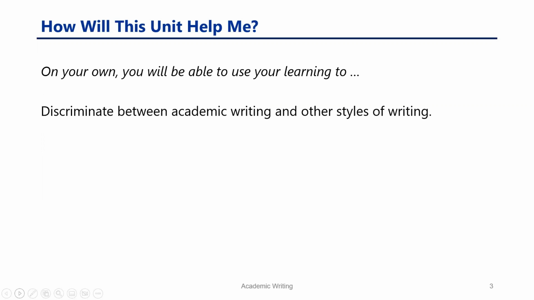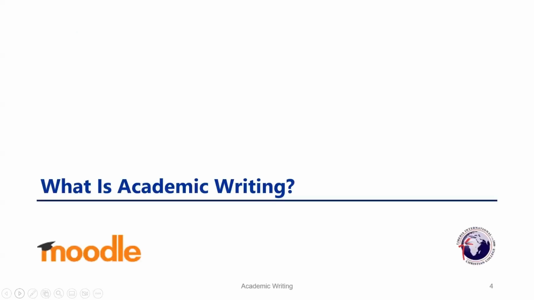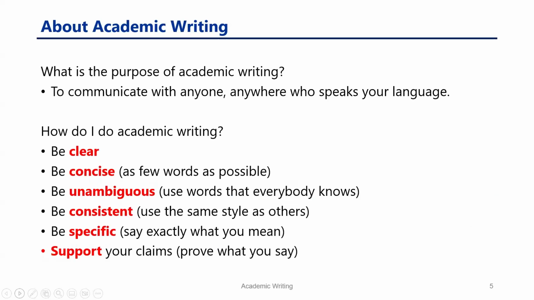So the goal for this unit is you will be able to use your learning to discriminate, that is, tell the difference between academic writing and other styles of writing. So, what is academic writing? The purpose of academic writing is to communicate with anyone, anywhere who speaks your language.